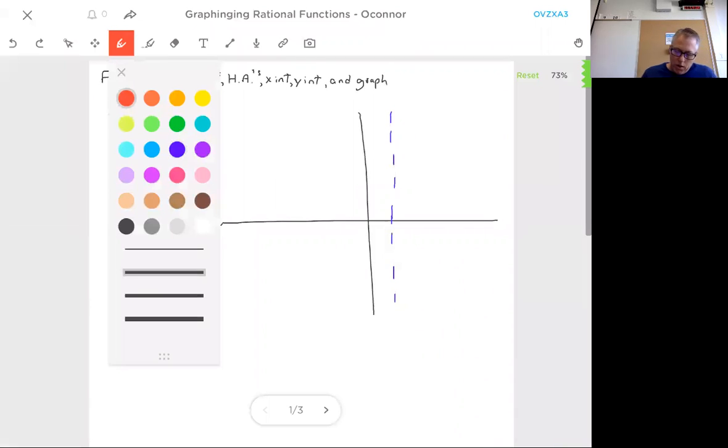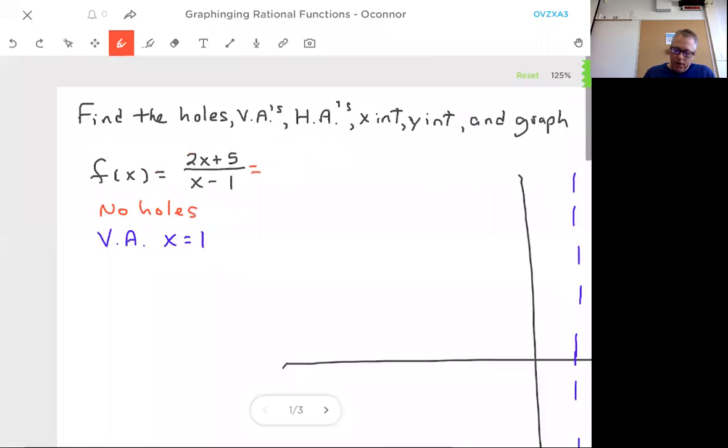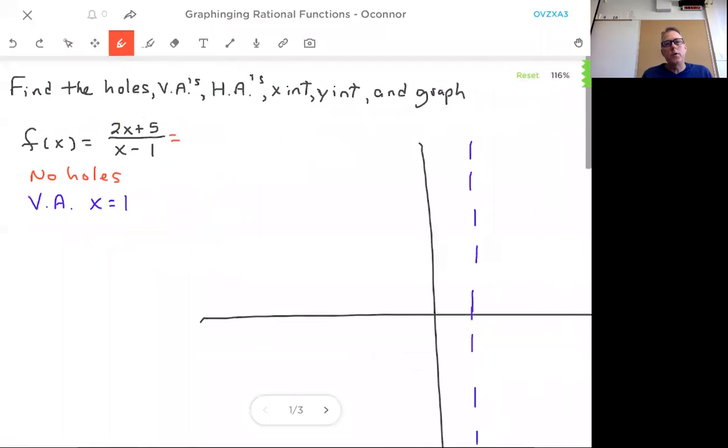Okay? Now, there are no holes, okay? And the reason there are no holes is because this x minus 1 does not cancel out. There's no x minus 1 on the top. If it did, that would create a hole. If it doesn't, it creates a vertical asymptote. All right, so we have our vertical asymptote at x equals 1.